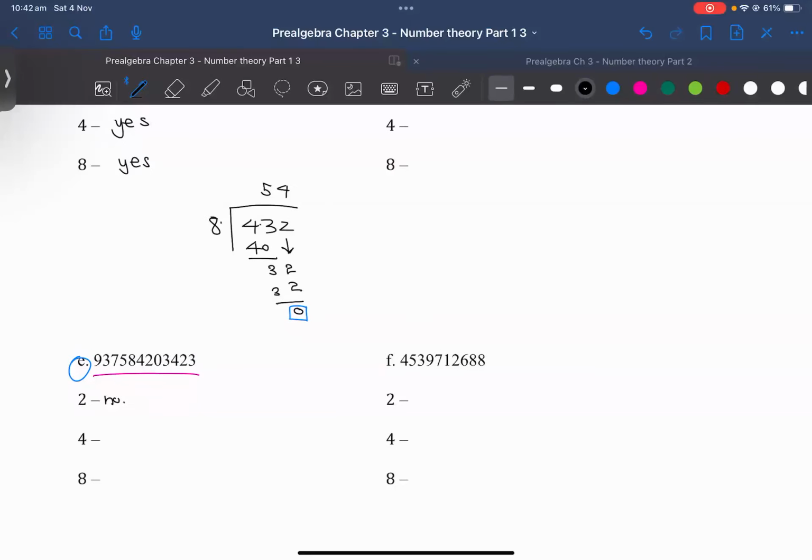And if it's not divisible by 2, do we even need to check 4 and 8? No, right? If it's not even, then it can't possibly be a multiple of 4 or 8. So you can check, but it'll be no. If it doesn't work for 2, it doesn't work for 4 and 8 as well. Does that make sense? It's an important point.